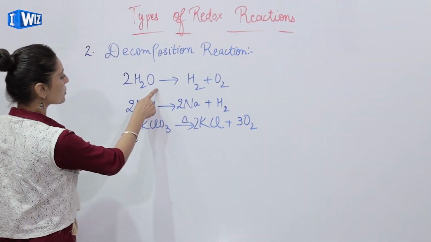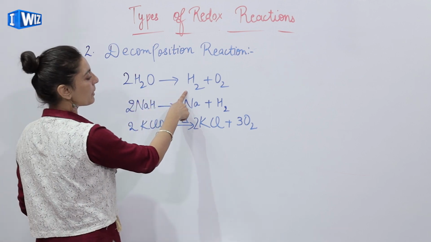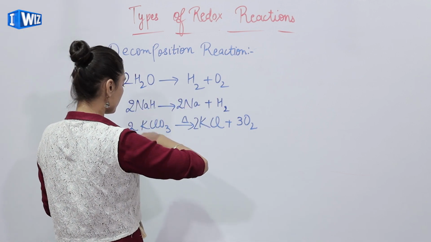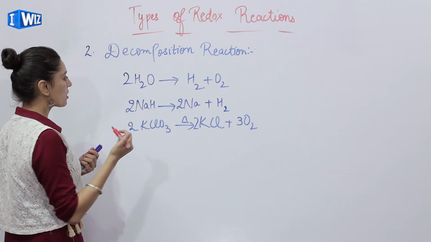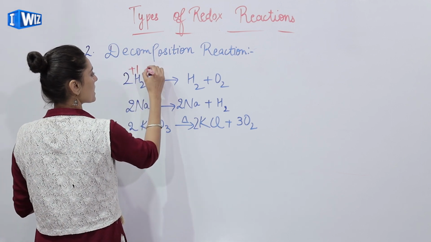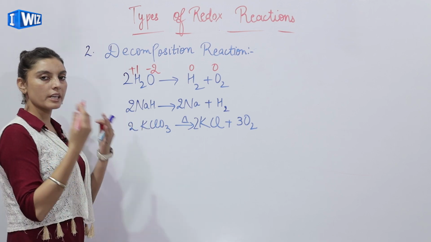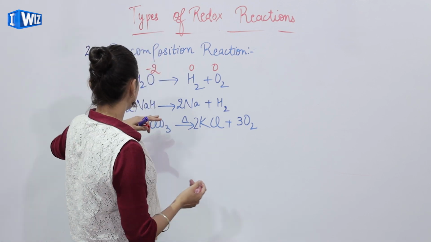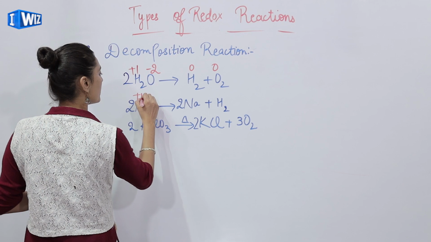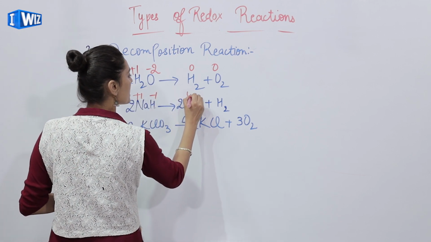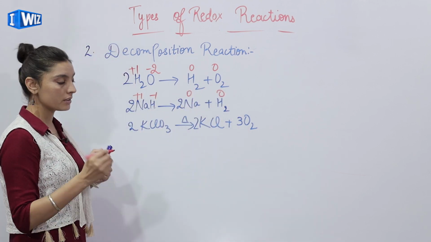We have here decomposition of the water molecules. It gets split up into the hydrogen and the oxygen. Let's talk about their oxidation numbers. Hydrogen in the +1 state, oxygen in the -2, 0 and 0, fine, turning back to their elemental form. Then sodium hydride, +1 and hydride in the -1 form, 0 and 0, again in their elemental state.